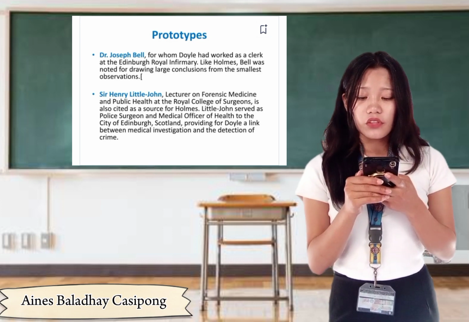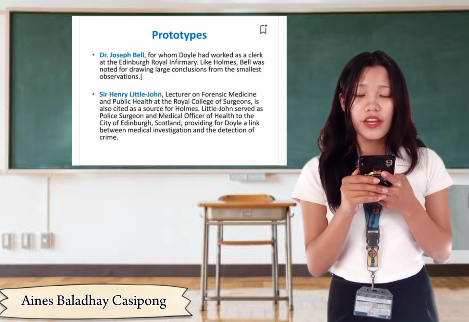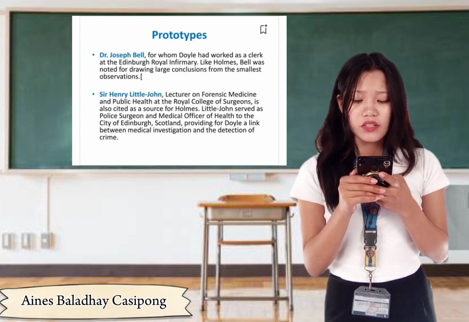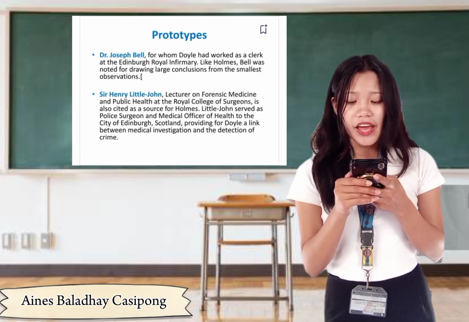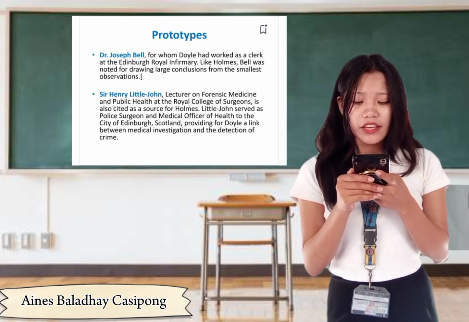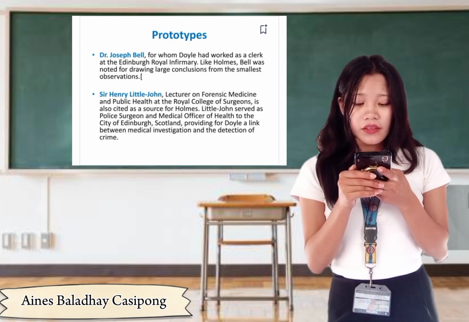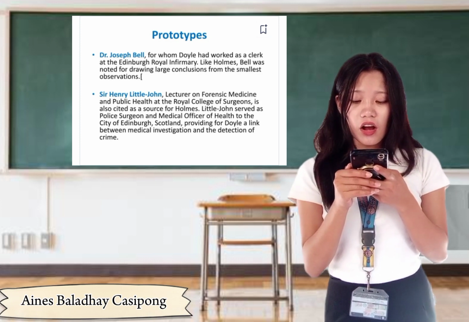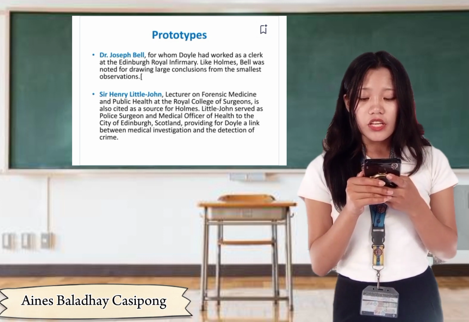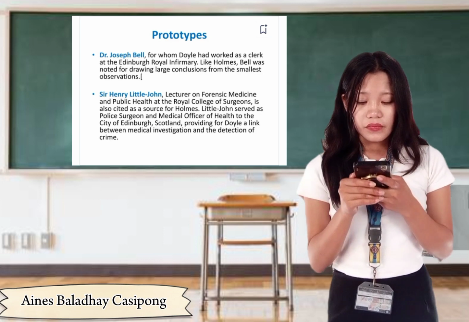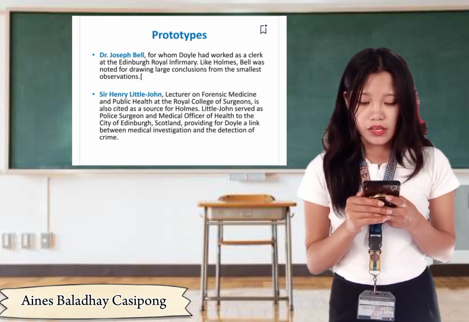Okay, the prototypes: Dr. Joseph Bell, for whom Doyle had worked as a clerk at the Edinburgh Royal Infirmary. Like Holmes, Bell was noted for drawing large conclusions from the smallest observations. Sir Henry Littlejohn, lecturer on forensic medicine and public health at the Royal College of Surgeons, is also cited as a source for Holmes. Littlejohn served as the police surgeon and medical officer of health to the city of Edinburgh, Scotland, providing for Doyle a link between medical investigation and the detection of crime.